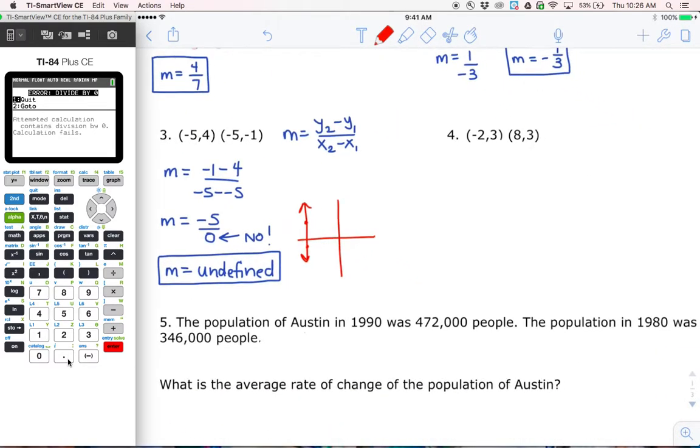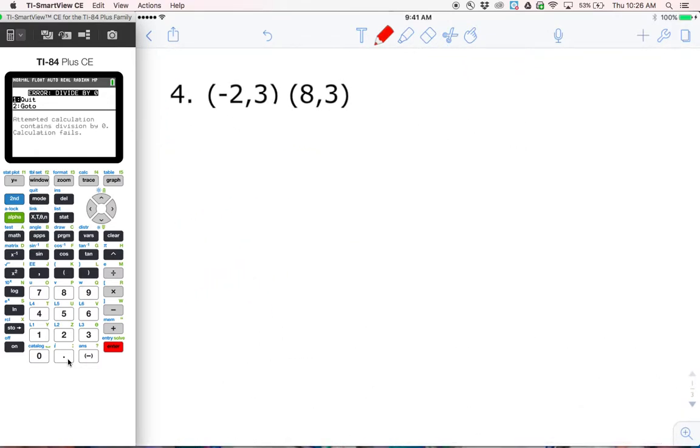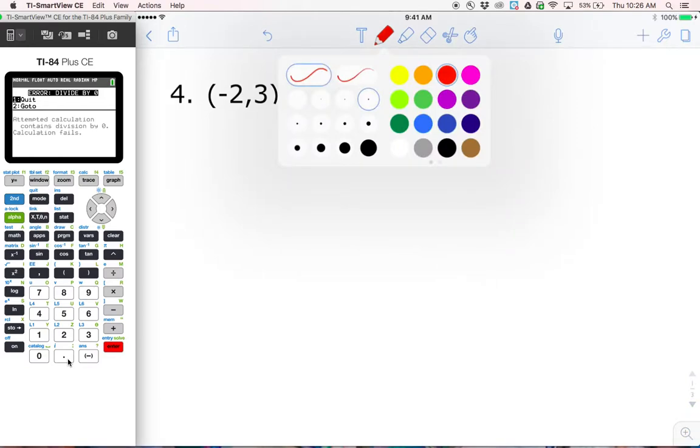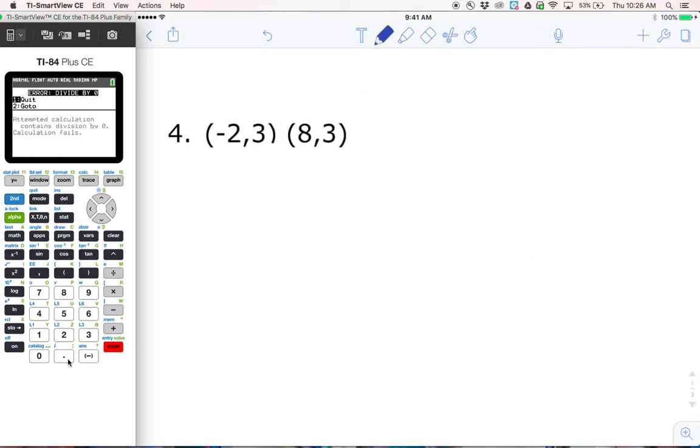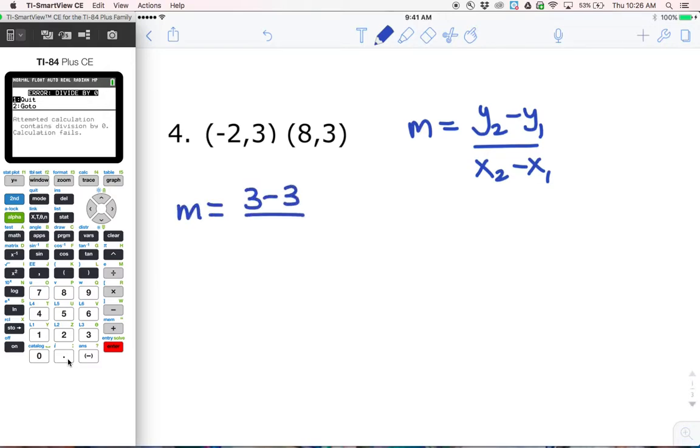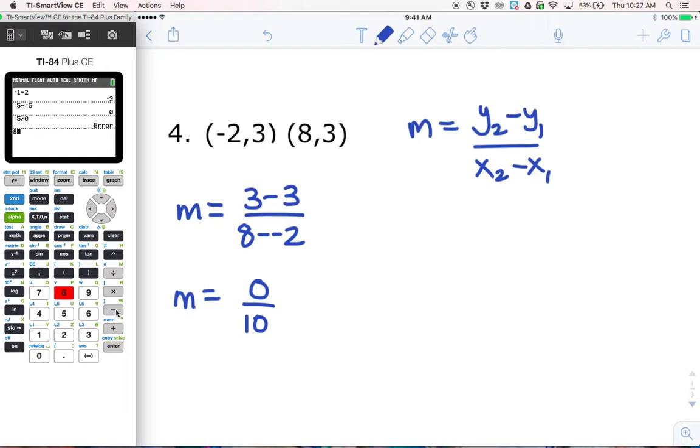And last but not least, let's look at problem 4. Let's write out our formula one more time. We've got m equals y2 minus y1 divided by x2 minus x1. So the second y is 3 minus the first y, which is 3. The second x is 8 minus the first x, which is -2. So this is going to give us 0 divided by 8 minus -2, which is 10. Again, you can always double check if you're not sure with those negatives: 8 minus -2, and we do see that it is 10.